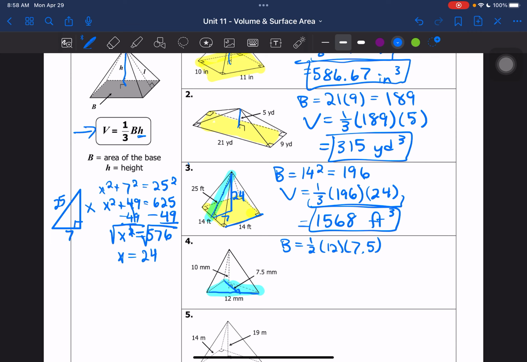The height of the triangle is different from the height of the pyramid. One is on a 2D shape and one is on a 3D shape. So let's find this area of the base. It would be 45. And now we can use that to find the volume. 1/3 times 45 times height of the pyramid is last, so that would be this line, the 10. So 1/3 times 45 times 10 would give us 150 millimeters cubed.